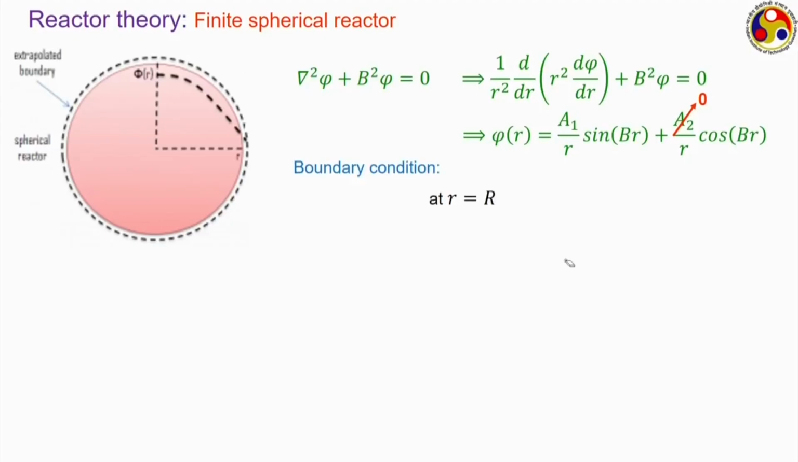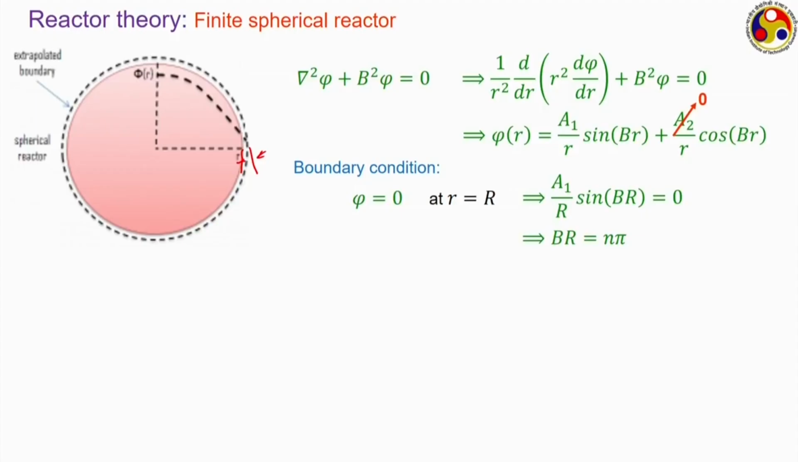Now, this is the other boundary condition, that is at the edge of the spherical reactor, r equal to capital R, we have the condition of phi equal to 0. If we are having some kind of extrapolated length, like shown in the diagram, this portion is the extrapolated length in the diagram. This r equal to capital R condition, we have to impose on the same equation, and we find that at phi equal to 0, r equal to R, we have A1 by R into sin BR, and hence as A1 and R both are non-zero numbers, sin BR has to come out to be 0.